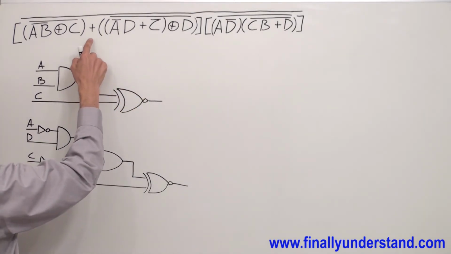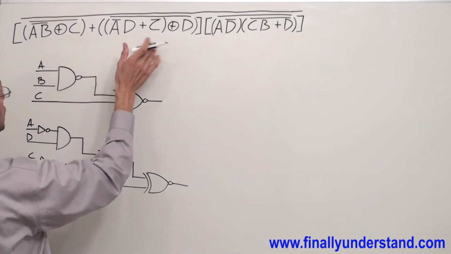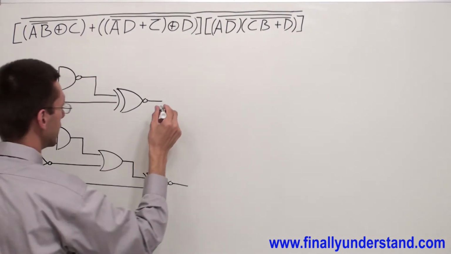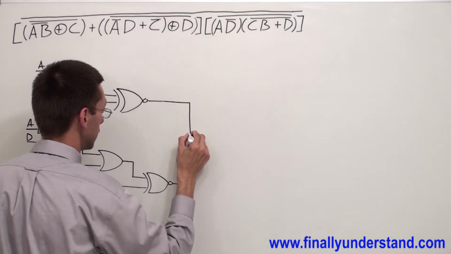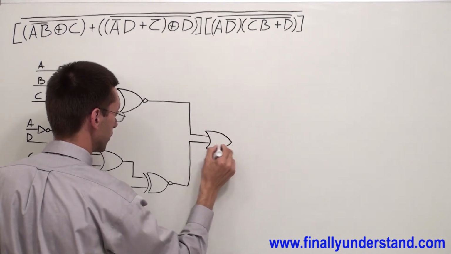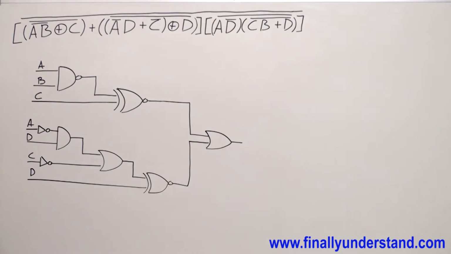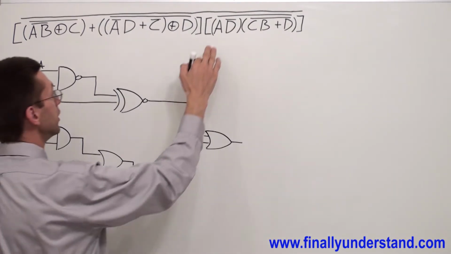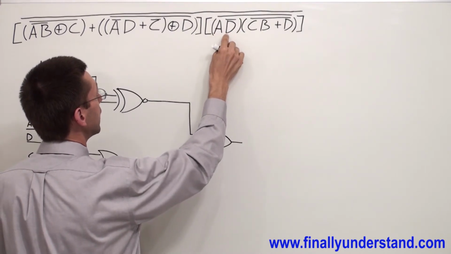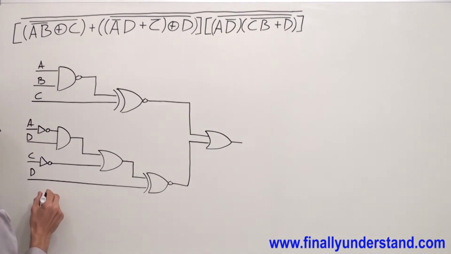So next I have to join them together. These two terms are joined together by the OR gate. That's why I'm going to connect these two circuits to the OR gate. Now let's check what we have over here. I have an AND gate with two inputs, A and D node. So I'm going to have an AND gate with input A, and I have also D node.